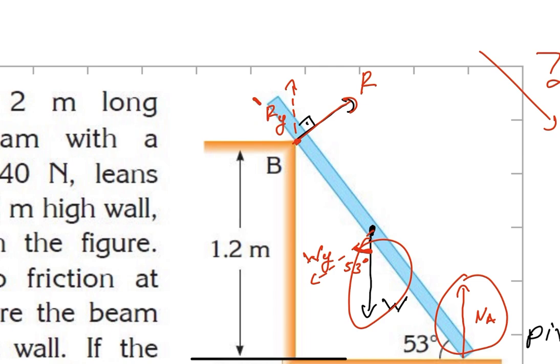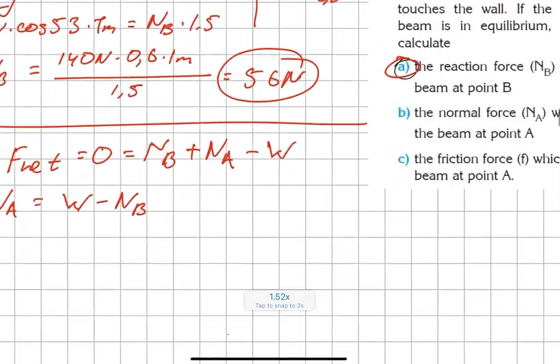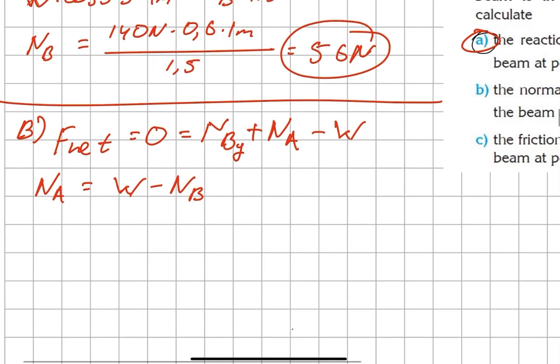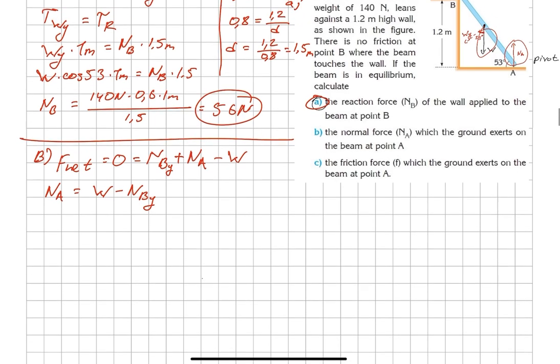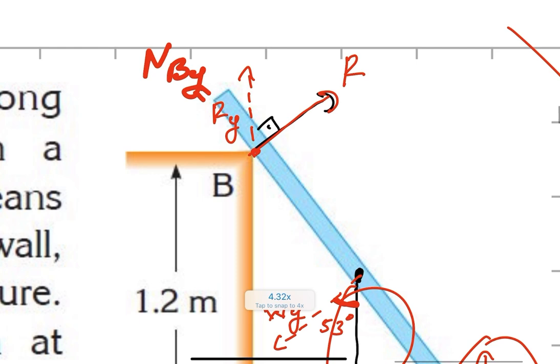I wrote it Ry, or you can write it as NB by y. Sorry, by y. I forgot to write NB by y. Also here. So that means we have to get the vertical component of this one. How do we solve it?